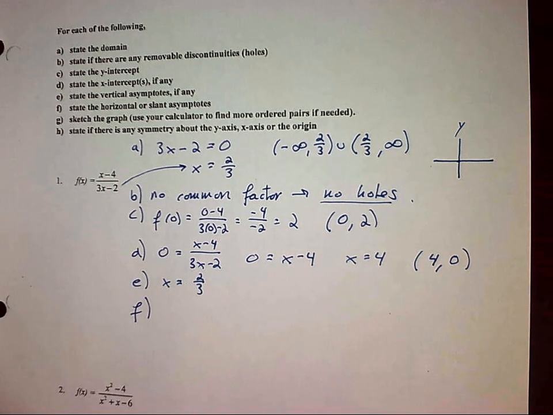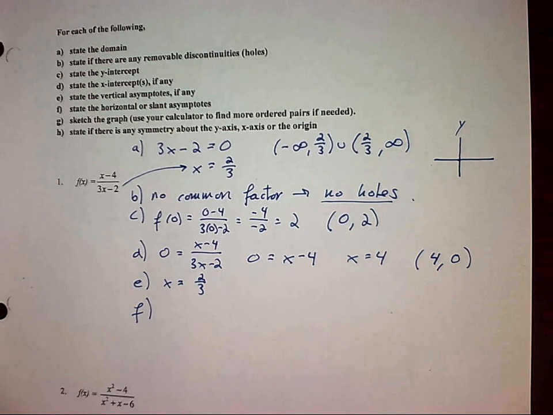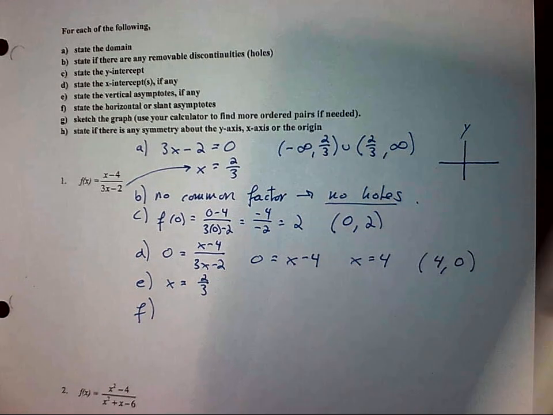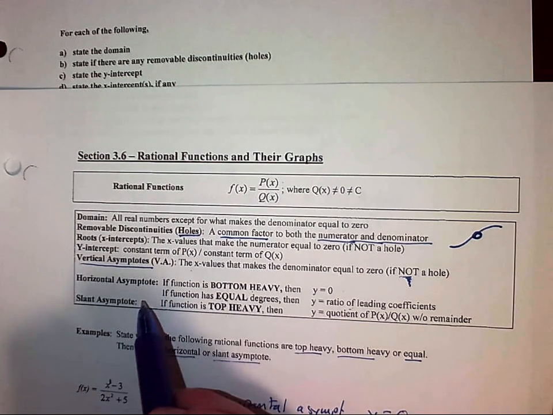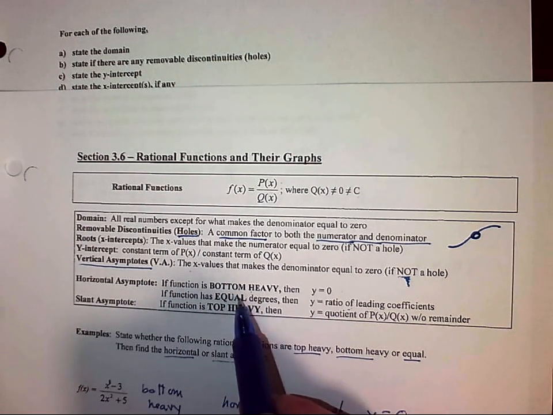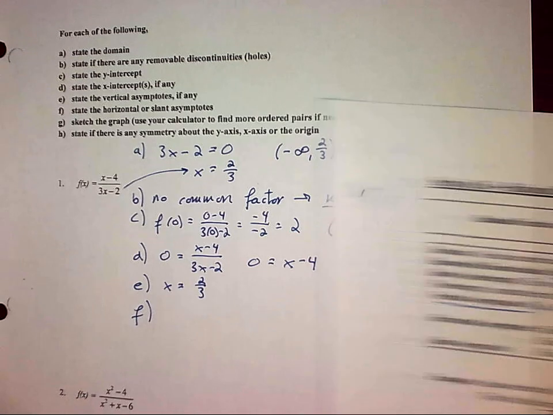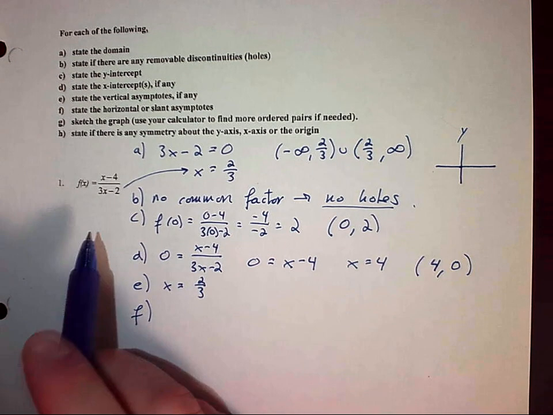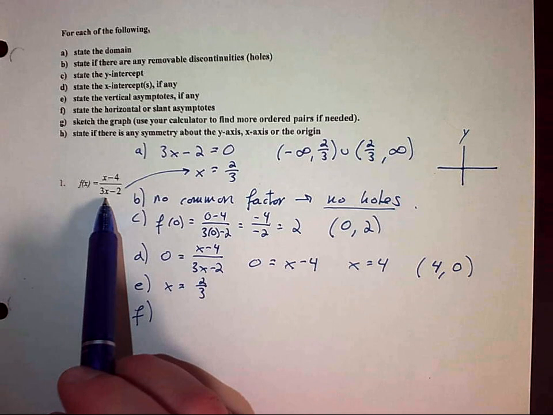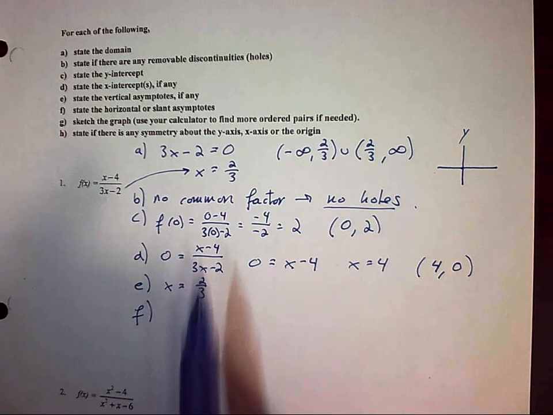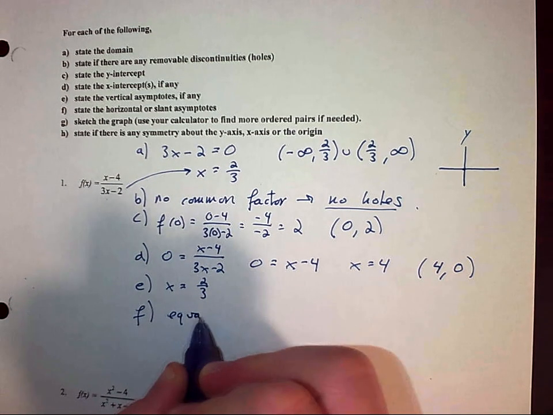All right, F. State the horizontal or slant asymptotes. If we want to figure out the horizontal or slant asymptotes, that's what we did a lot on the previous page. For horizontal or slant asymptotes, we have to see if we're bottom heavy, equal, or top heavy. So let's see here. The highest exponent in our numerator is 1. The highest exponent in our denominator is equal to 1. So therefore here we're equal.